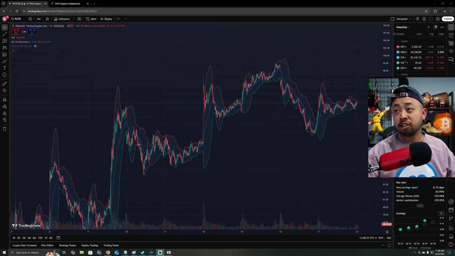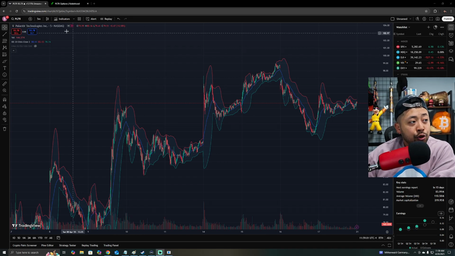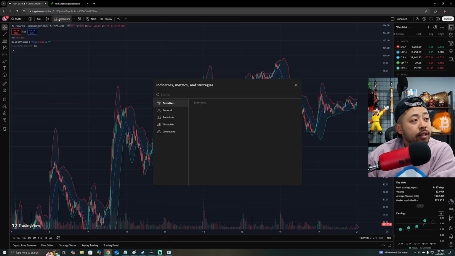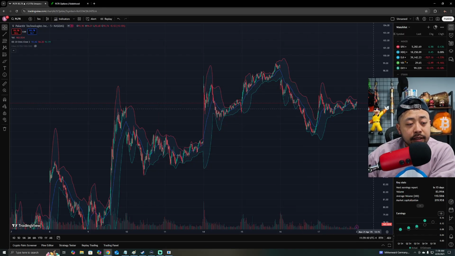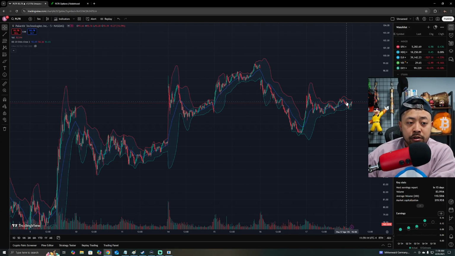So this is what we're doing here. Let's jump into my desktop and look at a Palantir chart. What I have here is the Bollinger Bands. We're on TradingView. All you've got to do to get Bollinger Bands is click indicators right up here and look for Bollinger Bands. This is going to show you two standard deviations from the current stock price. Two standard deviations up, two standard deviations down.